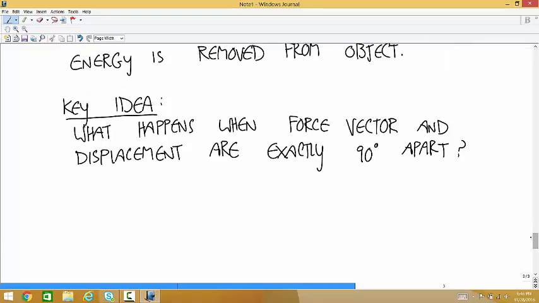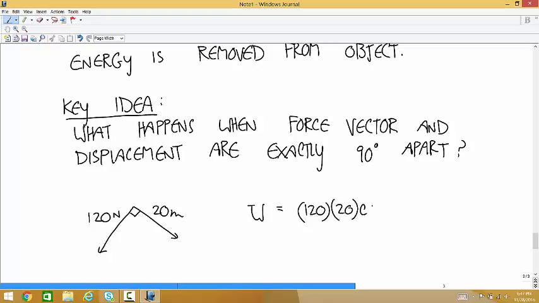So like, for example, let's say we have a displacement this way of 20 meters, and we have a force this way of 120 newtons, and they're 90 degrees apart. Well, what happens, so the work is equal to 120 times 20 times the cosine of 90 degrees. And what's the cosine of 90 degrees? 0. So this comes out to be 0. And no energy is added or removed.